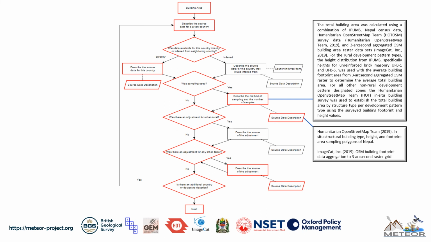For the rural development pattern type, the height distribution from IPUMS, specifically heights for unreinforced brick masonry, was used along with the average building footprint area from the aggregated building area raster to determine the average total building area. For all non-rural development pattern designated zones, the Humanitarian OpenStreetMap team building survey was used to establish the total building area by structural type for development pattern using the survey building footprint and height values.